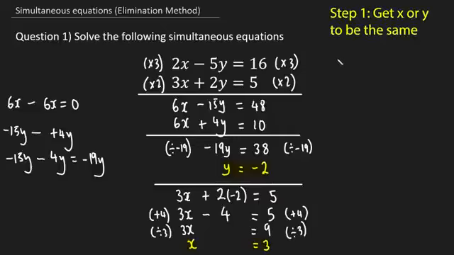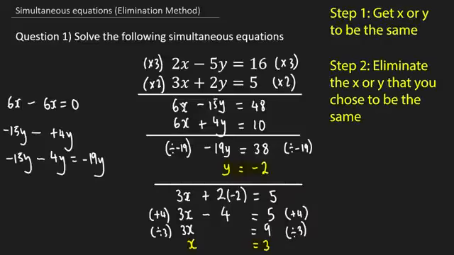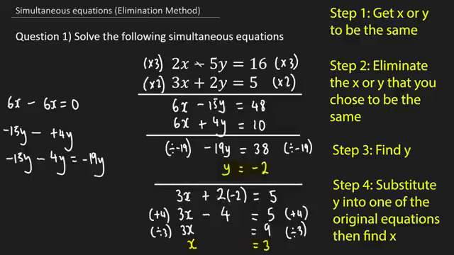So step 1 is to get your x's or your y's to be the same. You choose. In this case, we chose x. Step 2 is to eliminate them. So that calculation, I just took it off to the side. And I decided that I'm going to subtract the top equation, bottom equation, in order to eliminate the x's. And once you've simplified that, you can now do step 3, which is to find y, rearrange for y. And finally, step 4, choose one of your original equations and substitute the value that we found for y in order to rearrange and find x.